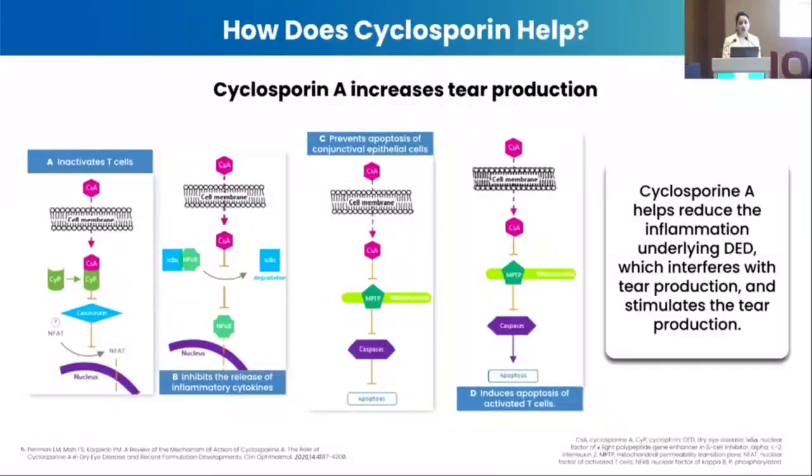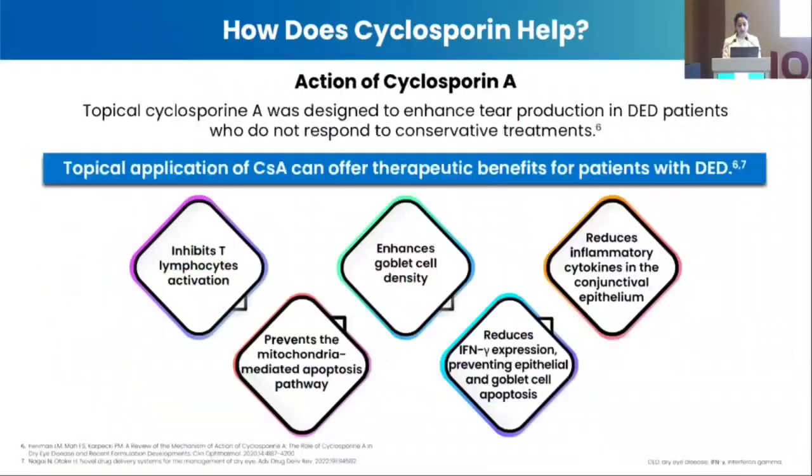So cyclosporin, in its own way, is going to stop the cascade, work at the ICAM receptors, and stop the cascade of inflammation, and hence lead to a slow increase in goblet cell density and increase in tear production. Because when the surface is not under stress, the tear quality and quantity both improve. Hence, not only aqueous deficient, even evaporative dry eye has become an important indication for prescribing cyclosporin.